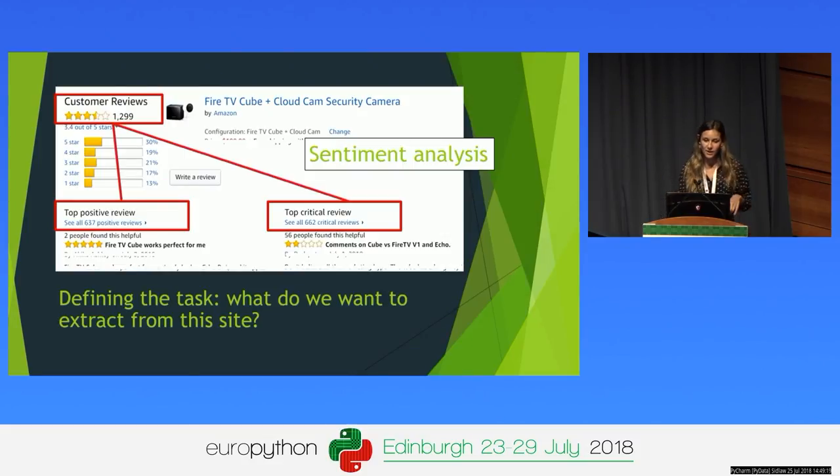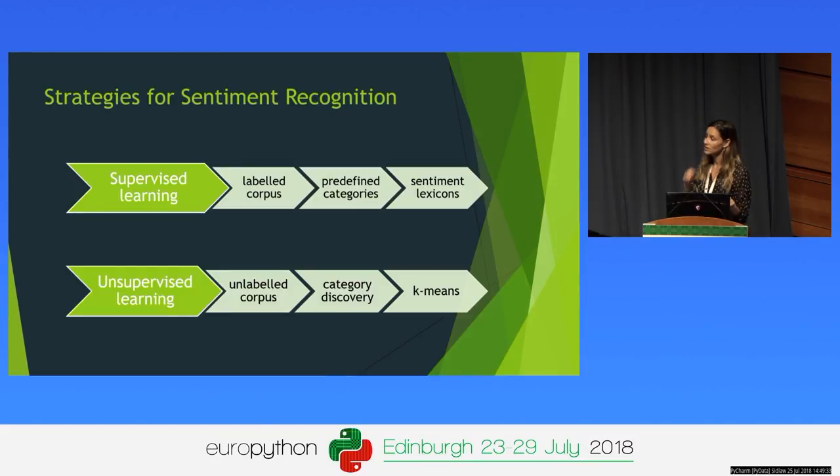Okay, so if we go back to this, you first need to define the task. Maybe you want to group the words in clusters, and you need to decide which kind of clusters you want. Once we have the task defined, we need to decide the strategy we're going to use for sentiment recognition. There are mainly two ways, supervised and unsupervised, but unsupervised learning, in this case, is really, really difficult. For supervised learning, you will need a labeled corpus, which is time-consuming, with predefined categories, and you need to go through all the data before you decide on the categories, and you can use sentiment lexicons. For unsupervised learning, you will use an unlabeled corpus, which is easy. You can use k-means for category discovery, which is also useful, but you'll have the problem I mentioned before with time, because it's constantly changing, so you never know if your model will be properly good.